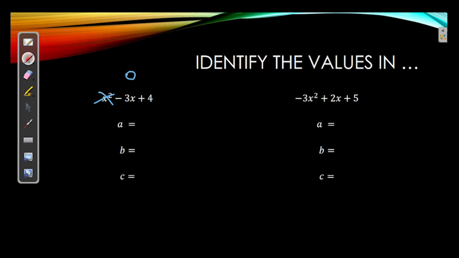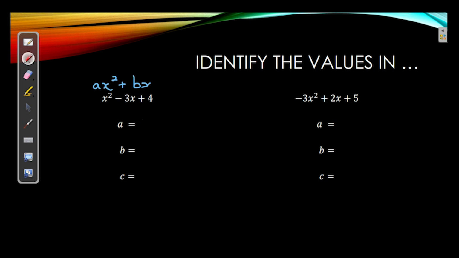0 times x squared is 0, because anything times 0 is 0, and that's something that people don't really fully comprehend. So remember, whenever you're doing identification of coefficients, I want you to pay close attention to that. Alright? You cannot have a coefficient of 0. If you had a coefficient of 0, you wouldn't have the term.